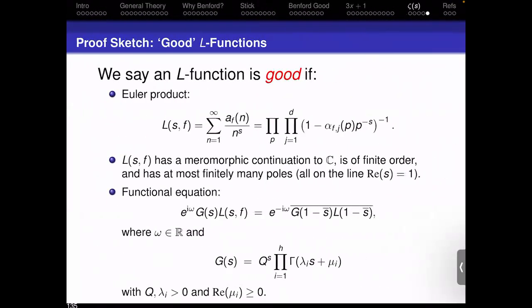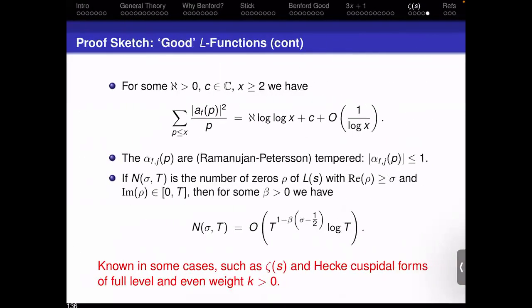So we say an L function is good if it satisfies the following conditions. The first is, there has to be an Euler product. The second is there's a meromorphic continuation to all of C. Next is there's a functional equation of a certain standard form. So far, these are not big asks for our function.